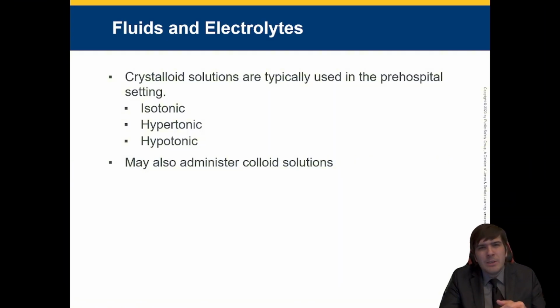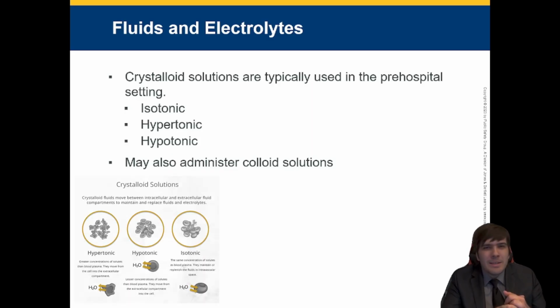They replace fluid quickly as compared to colloids. Colloids use larger particles like proteins and starches, and the fluid kind of remains inside the vessel instead of being distributed. Crystalloid solutions come in 3 different flavors, so to say: isotonic, hypertonic, and hypotonic. We'll start with isotonic. Isotonic is the most common.